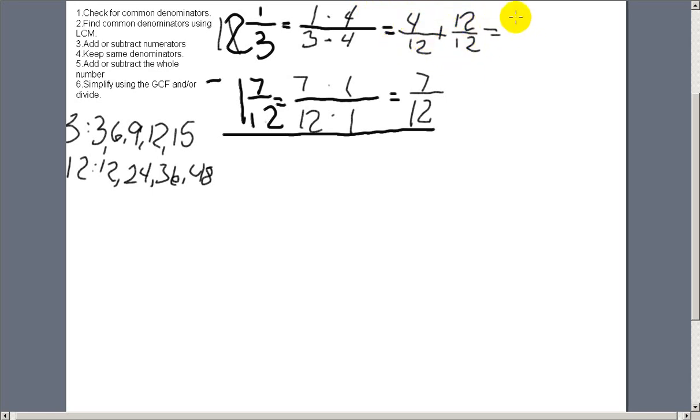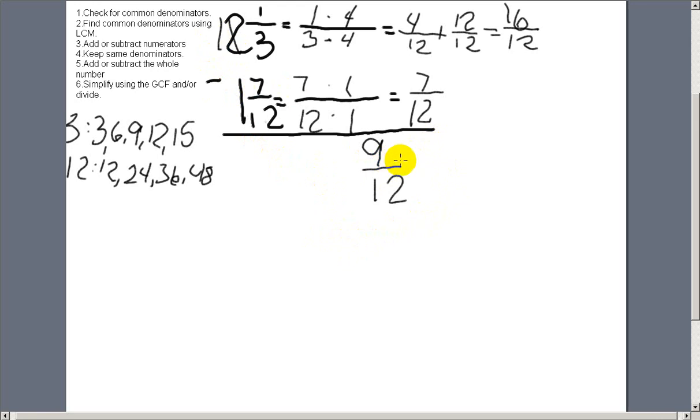4 plus 12 is 16. Keep the same denominator. Now I'm able to subtract. 16 minus 7 is 9. I keep the same denominator of 12, and then I subtract my whole numbers. 1 minus 1 is 0. I now look at my fraction, my answer, to decide whether I have to simplify using GCF and/or divide.